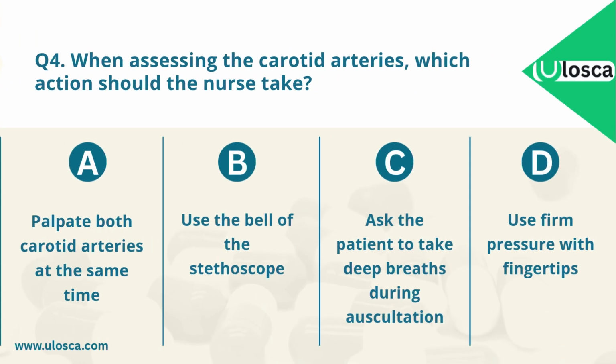Question 4. When assessing the carotid arteries, which action should the nurse take? A. Palpate both carotid arteries at the same time. B. Use the bell of the stethoscope. C. Ask the patient to take deep breaths during auscultation. D. Use firm pressure with fingertips. Which one is the correct answer?